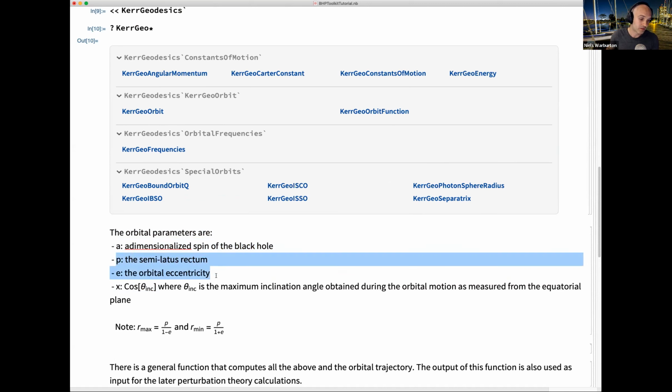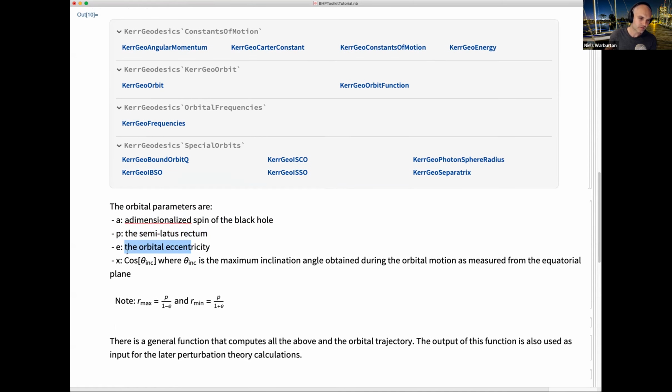The orbits are generally parameterized by p, which is the semi-latus rectum. So it's not the semi-major axis, it's something slightly different. And the orbital eccentricity e. These are defined with these relations between r_max, the maximum attained radius, and r_min. So r_max is p over 1 minus e, and r_min is p over 1 plus e. And finally, there's an inclination angle.